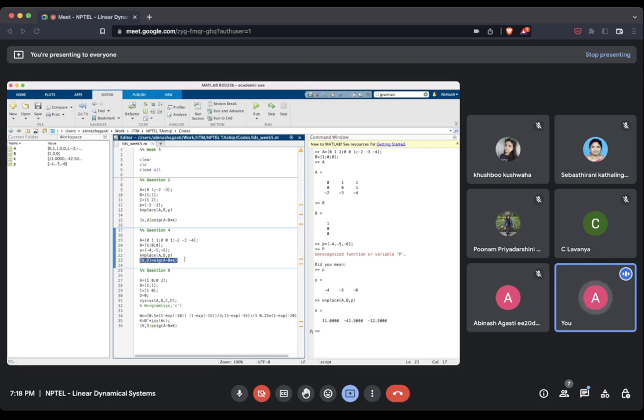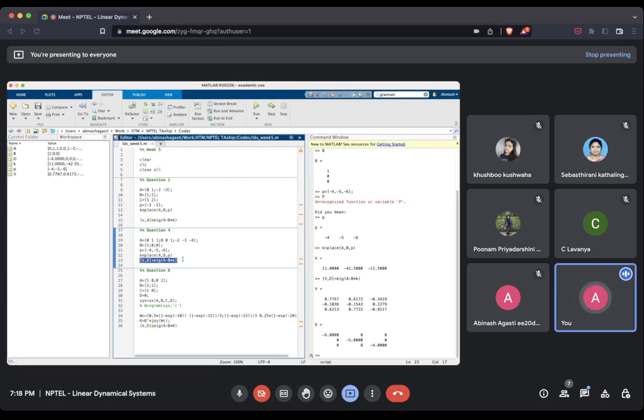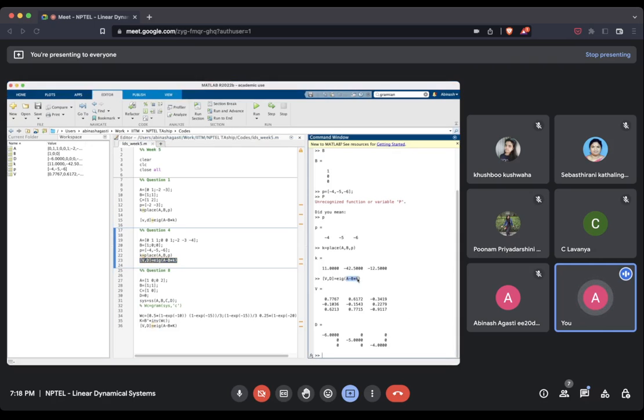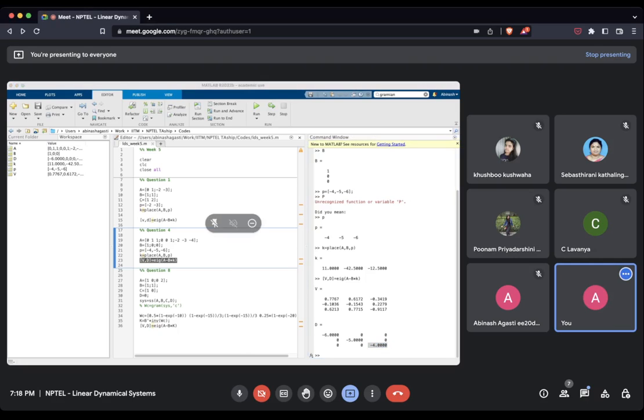So let us verify whether this solution is correct or not. We'll find the eigenvalues of this A minus BK matrix, and that results in eigenvalues at -6, -5, and -4, just as we had wanted. Okay, is it clear? Yes, sir. Okay, so we'll move on to the next question.